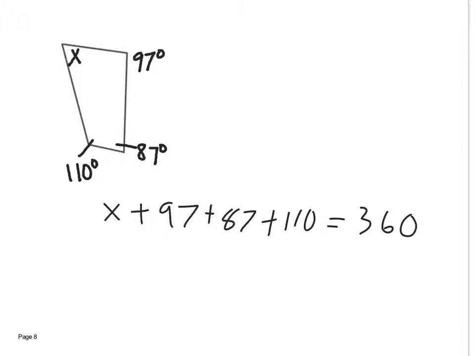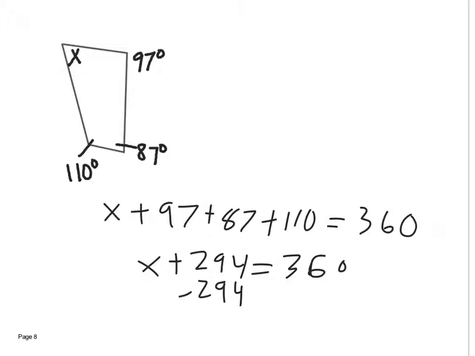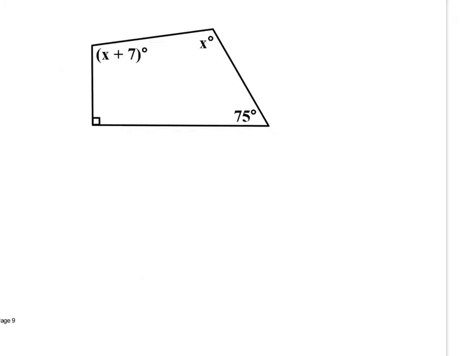So add 97, 87, and 110. What do you get? 294. You get 294. It's equal to 360. You subtract 294 from both sides to get x by itself. Right. X must be what? 66. X is 66 degrees. So there's your answer. Okay, so we add up all the angle measures and we set equal to 360.